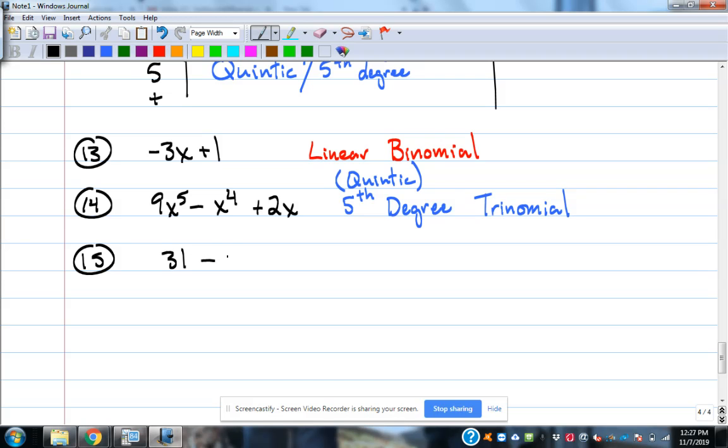31 minus x squared minus 18x. Is that one in standard form? No, but can we still classify it even though it's not in standard form? Yeah. What's the degree? So it's quadratic because the degree is 2, right? And it's a trinomial. Quadratic trinomial.